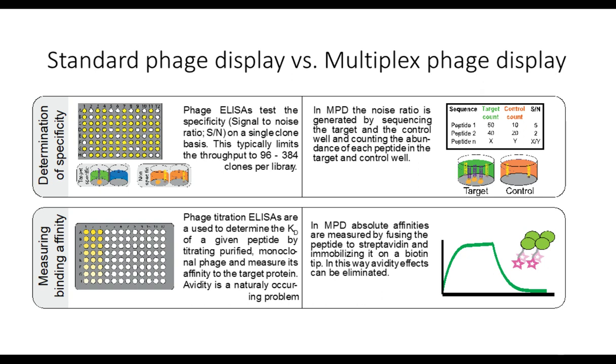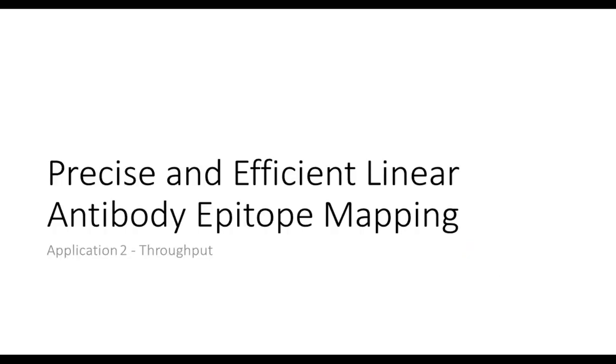Specificity, here it is determined by spot ELISAs. Here you can already use the NGS data and don't need to do any additional experiment. The binding affinity is sometimes done using phage titration ELISAs. Here we can measure absolute affinities using the strep-David infusion technology.